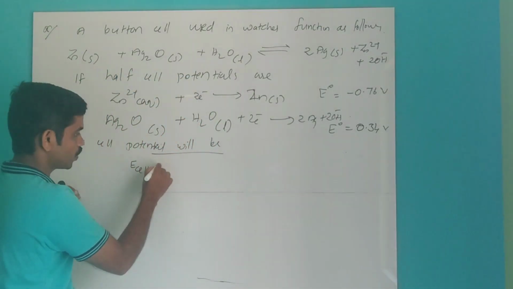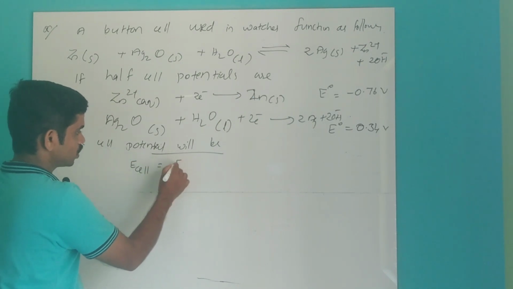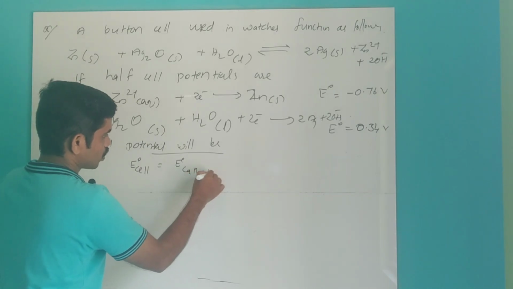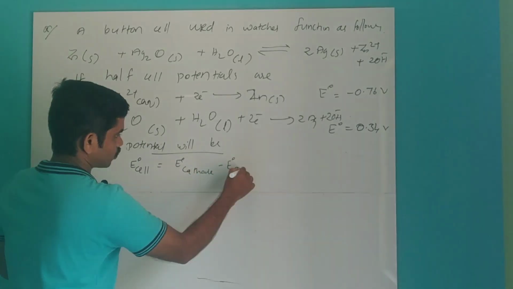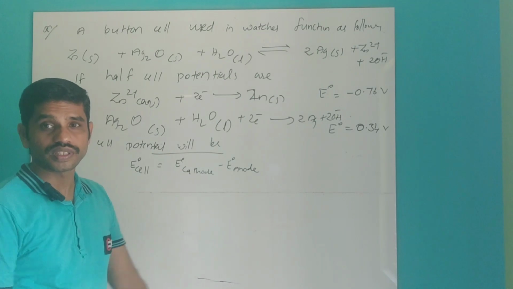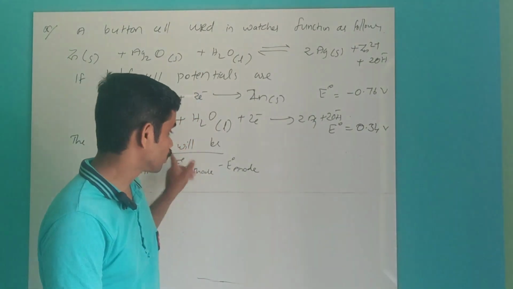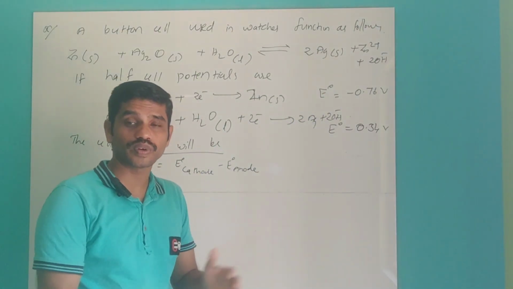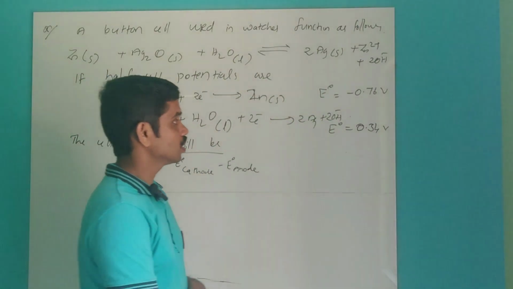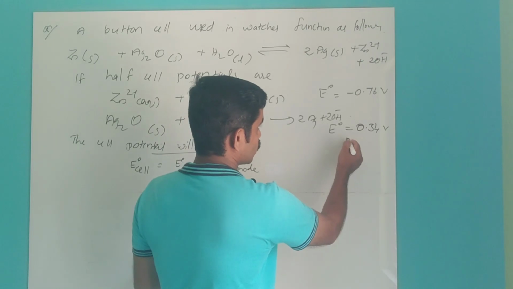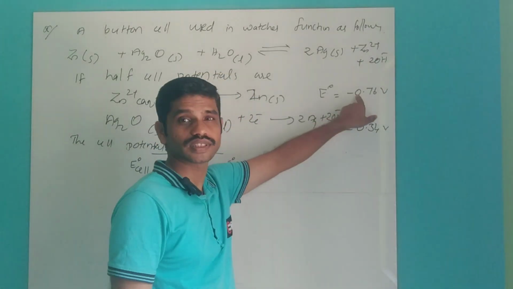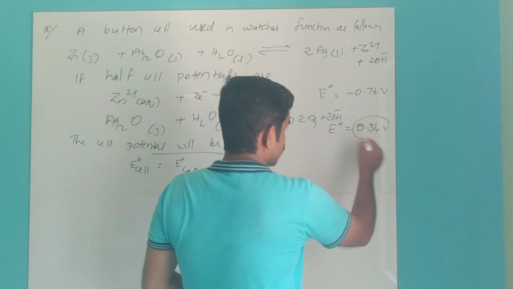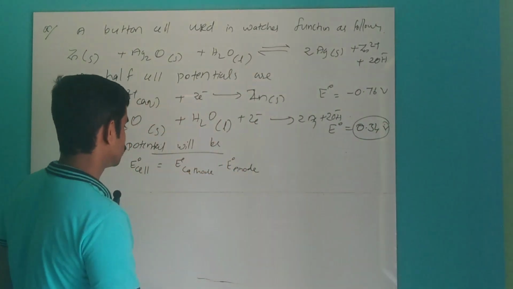E0 cell is equal to E0 of cathode minus E0 of anode. So what is the cathode potential? Comparing which is the higher value, that will undergo reduction, that will act as cathode. So here which one will act as cathode, which is higher value? This is a negative value, so this is less only. So 0.34 volt is the higher value, right?